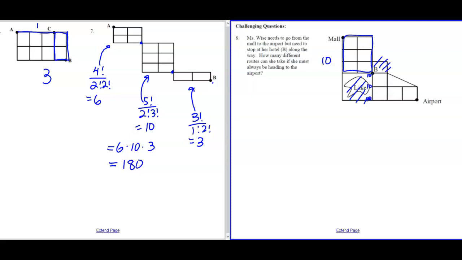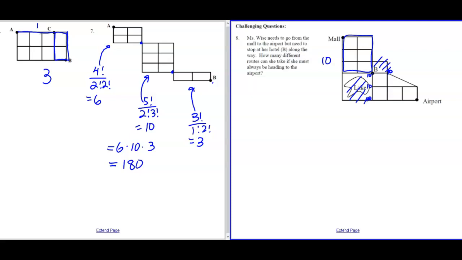Okay? Because again, you can't come from the right. So if it takes 10 ways to get there, it's still 10 ways to get here. Okay? This point over here, 10 to get there, the only way you can get here is from the left, so that's 10 as well. Because you can't come from below or from the right.